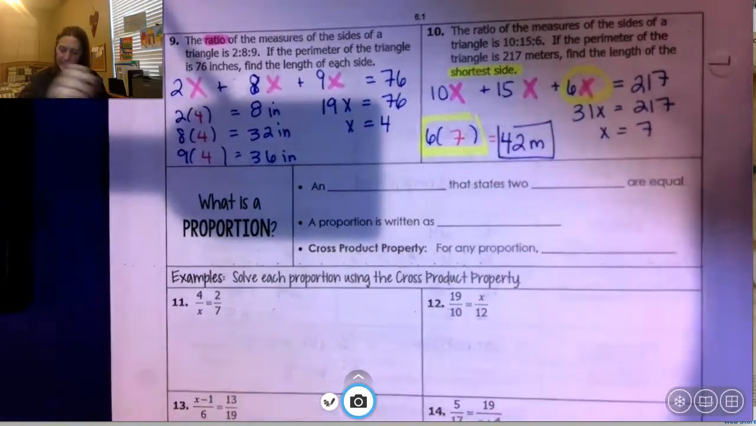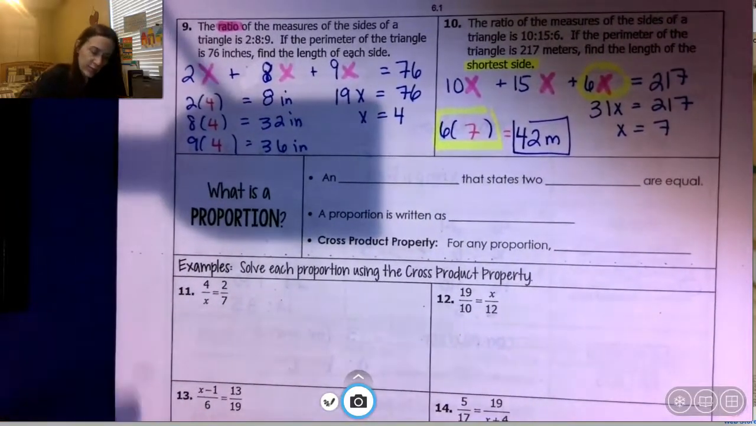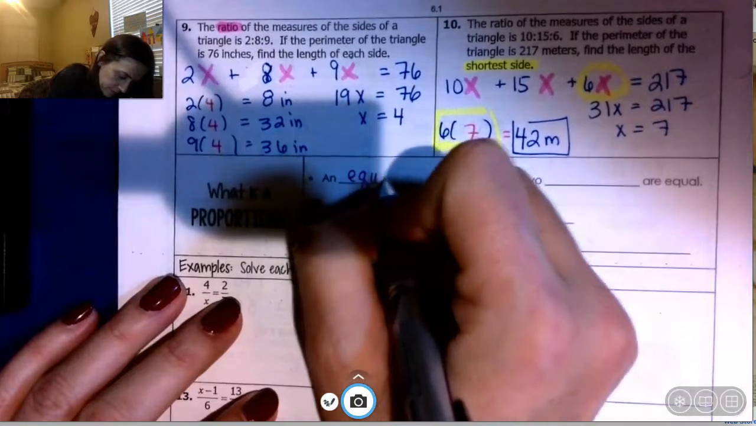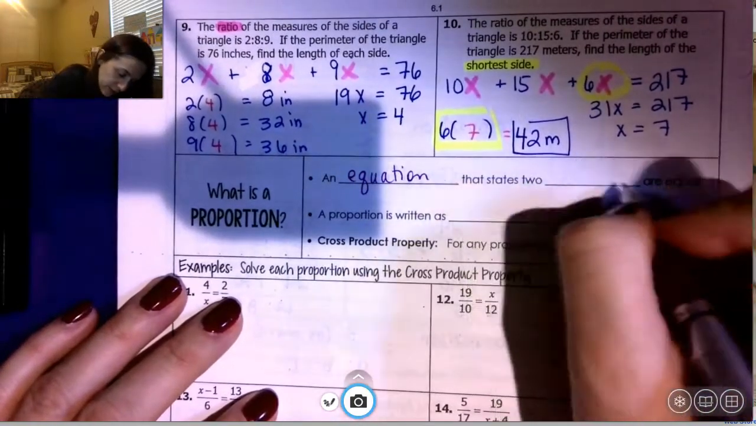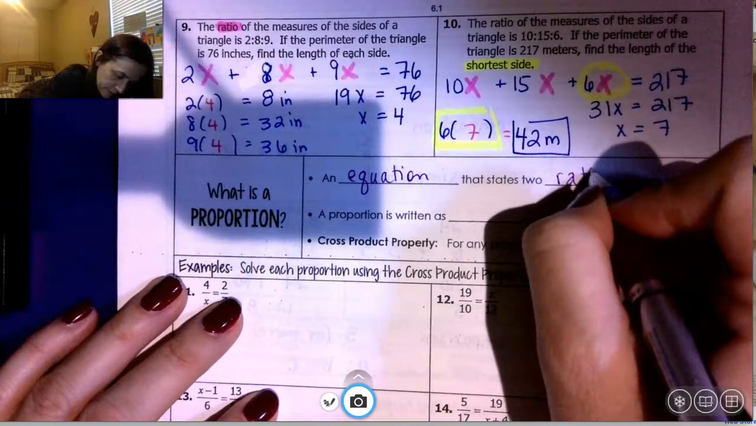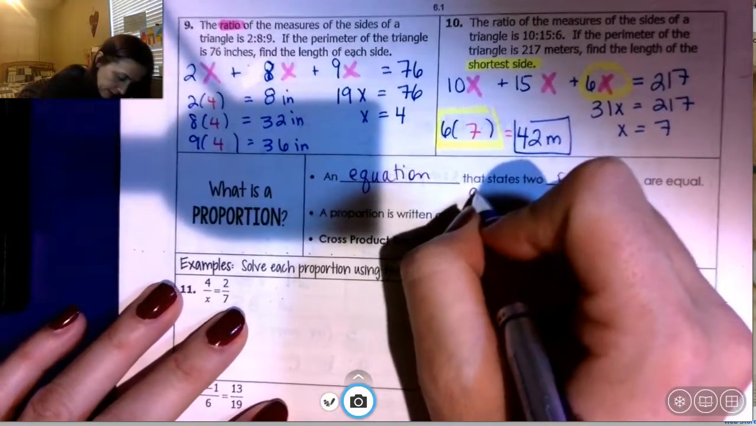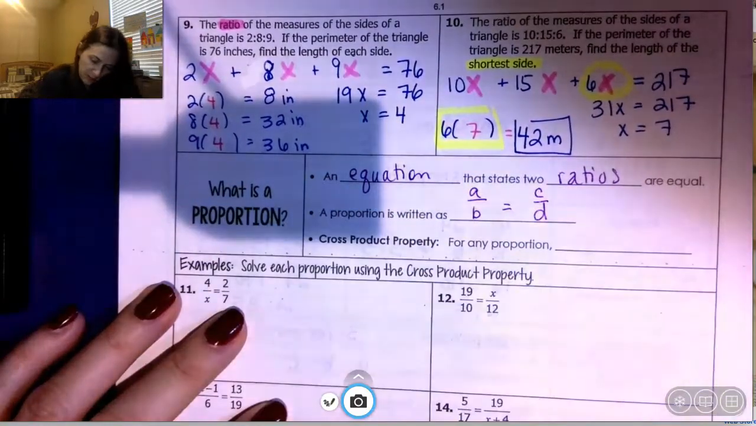The next part of today's notes is going to be writing what's a proportion. Now, a proportion is when you take 2 ratios and you create an equation. An equation that states 2 ratios are equal. A proportion is written as A over B equals C over D almost every time.